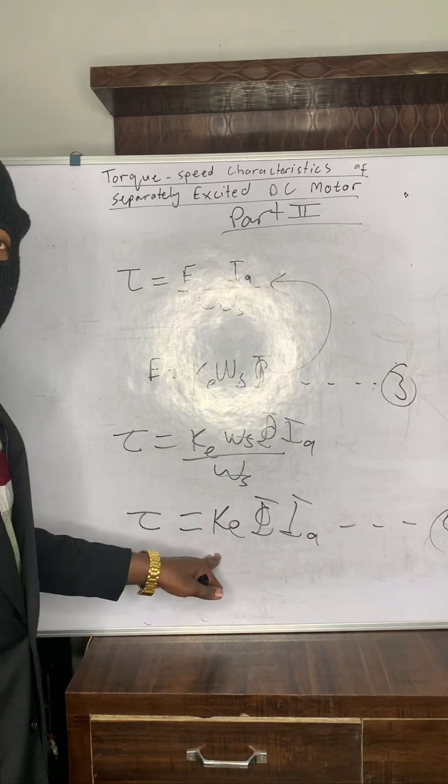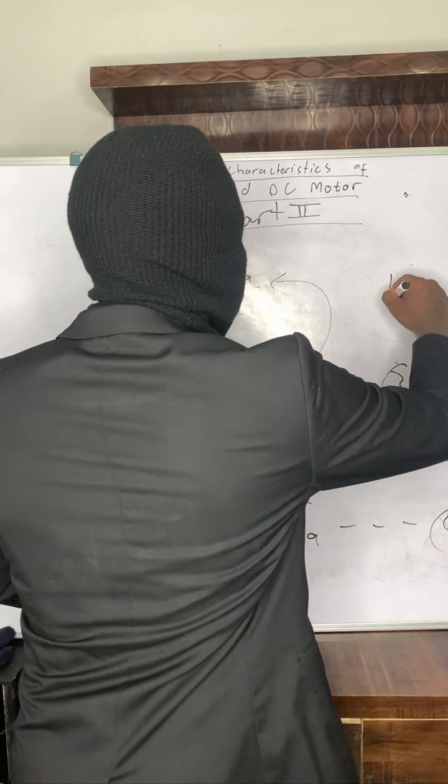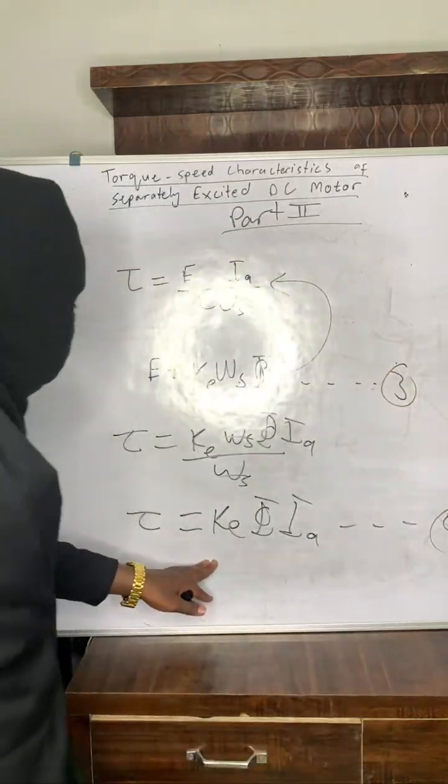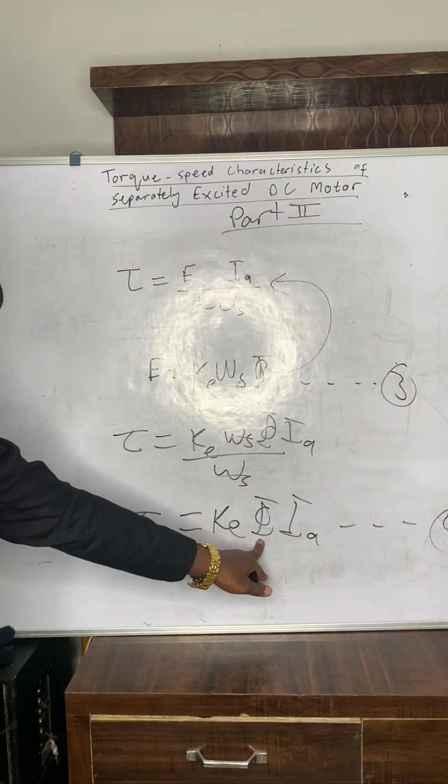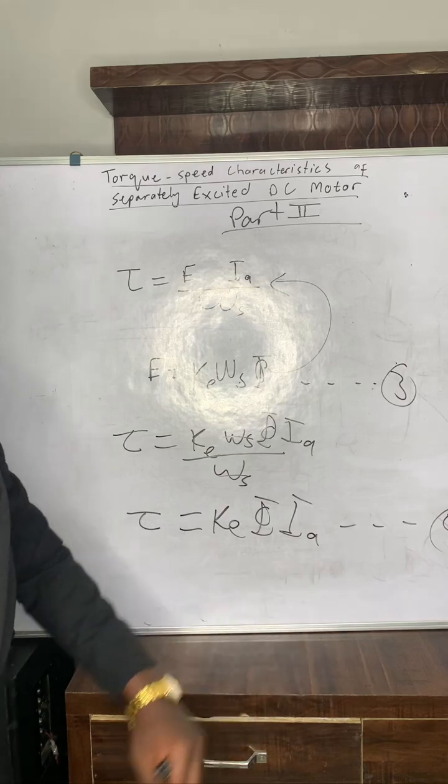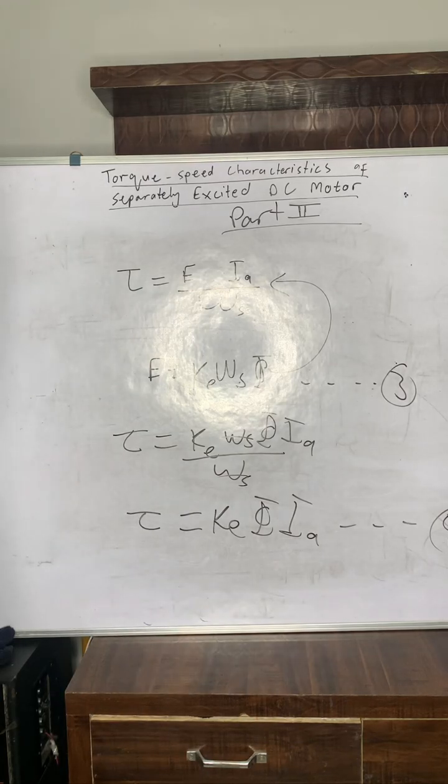KE is our constant, phi is our flux, and IA is our armature current.